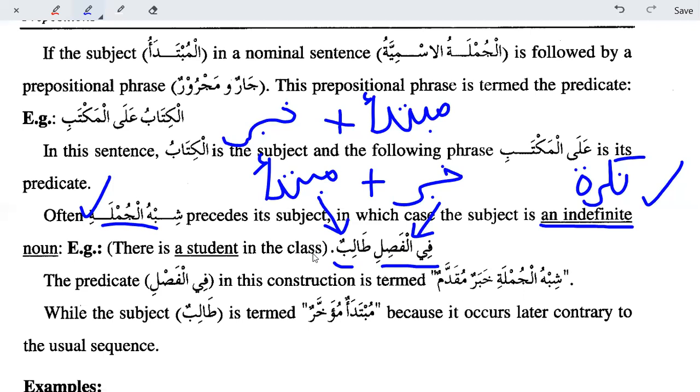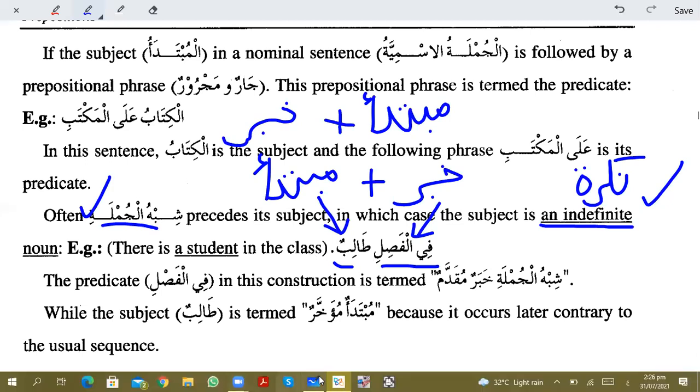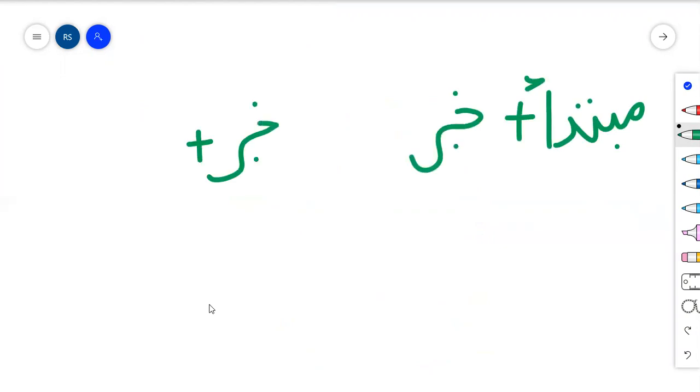Okay. So tell me when khabar comes first and when mubtada comes first. An indefinite noun. When mubtada is indefinite, when mubtada is nakira and the khabar is shibul jumla, then khabar comes first. Two conditions. What is the first condition? Mubtada is nakira. For Zadana, you better write it, then you will understand it. Let me write like this. Mubtada plus khabar. Khabar plus mubtada.